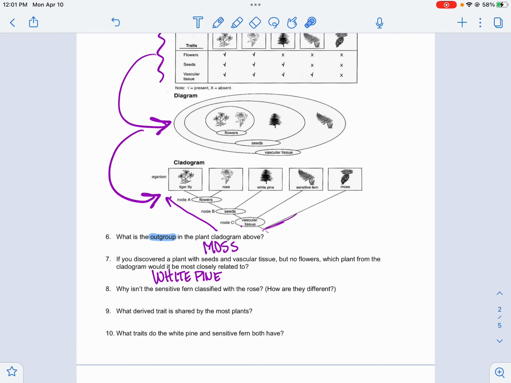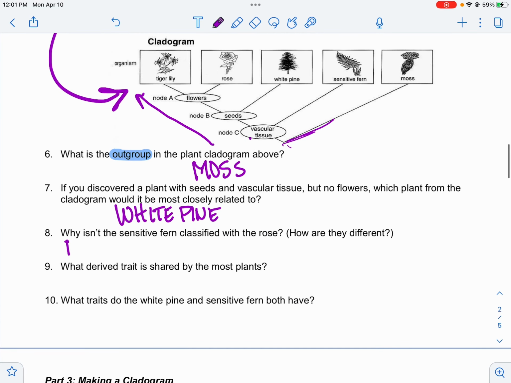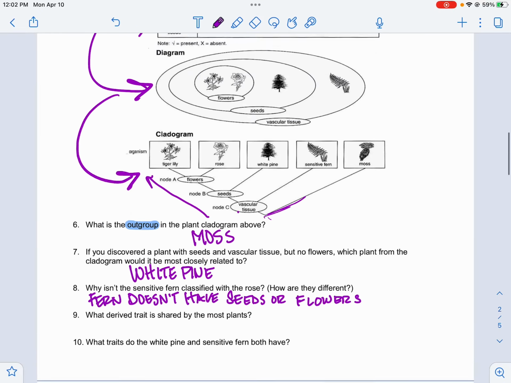Number 8, why isn't the sensitive fern classified with the rose? How are they different? Okay, the fern, if you take a look at the fern up here, all right, doesn't have seeds or flowers, versus the rose has all of the derived traits. All right, so we're going to write that in here. Fern doesn't have seeds or flowers.